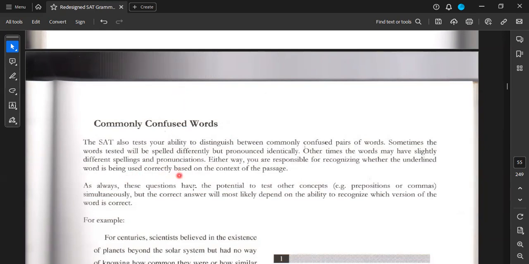It says here that these questions have the potential to test other concepts, but the correct answer will most likely depend on your ability to recognize which version of the word is correct, right? So they might be testing you in different chapters like prepositions or commas. If you look at the YouTube channel, we did a chapter on additional uses of commas, and we looked at a bunch of punctuation as well.